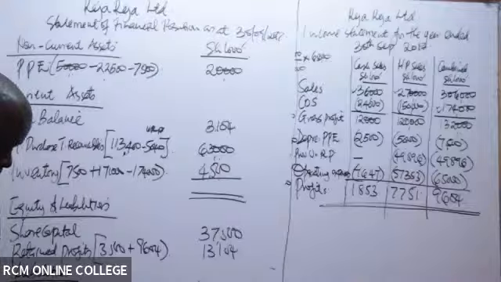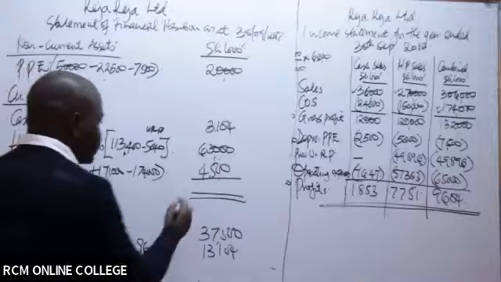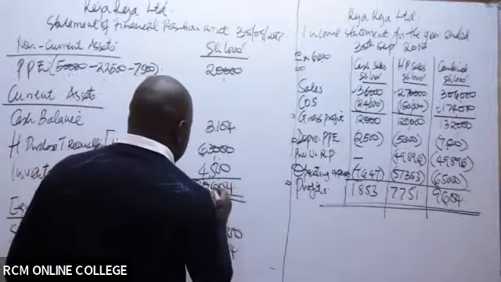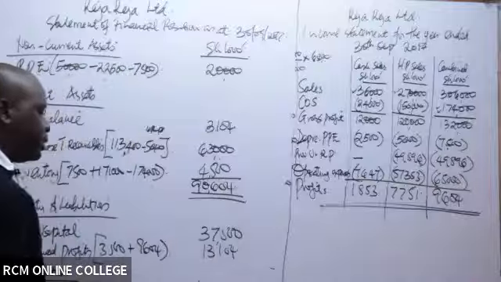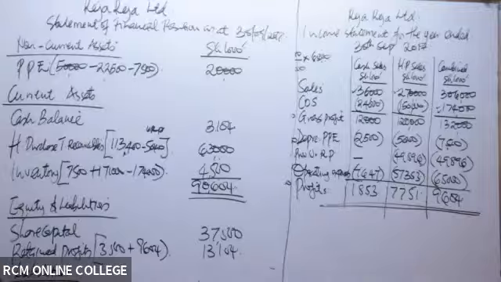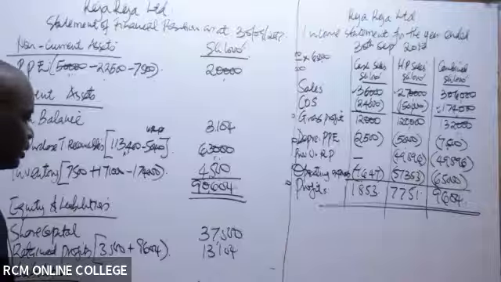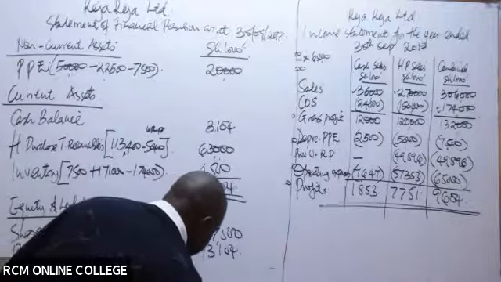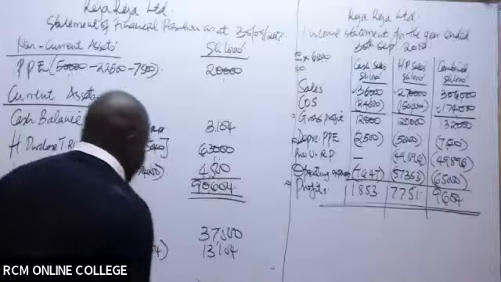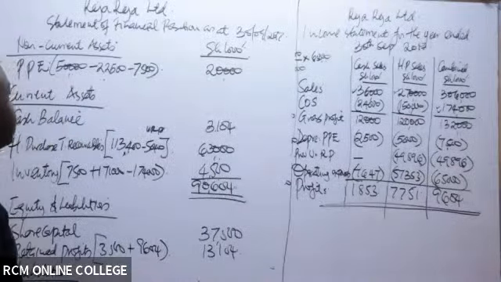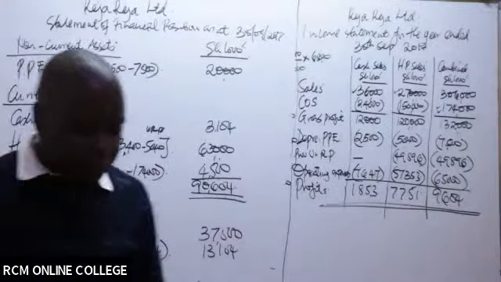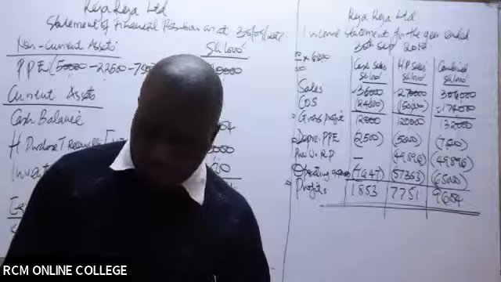Can you see I'm saying 9604? This one is 9604. What about this other side? It should be the same. Yes, 9604. It should just be the same like that. So that's how you come up with the statement of financial position.